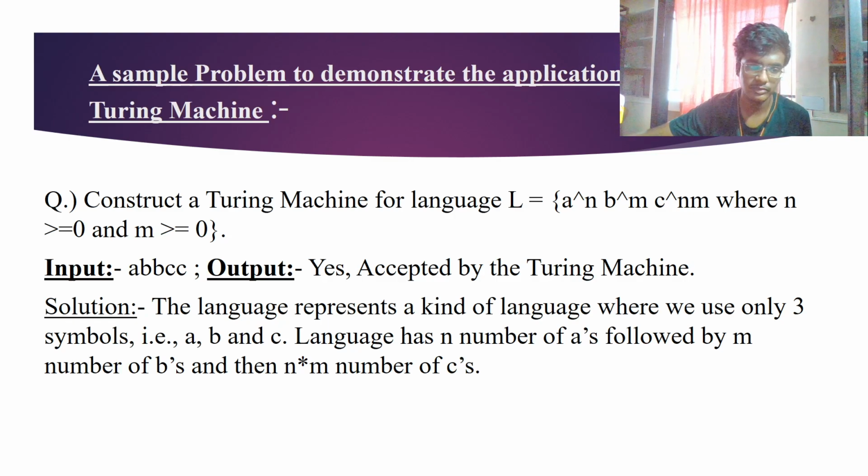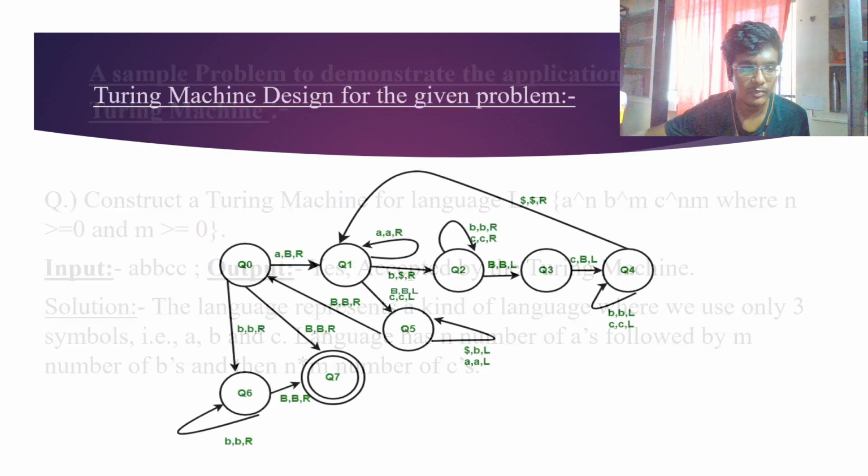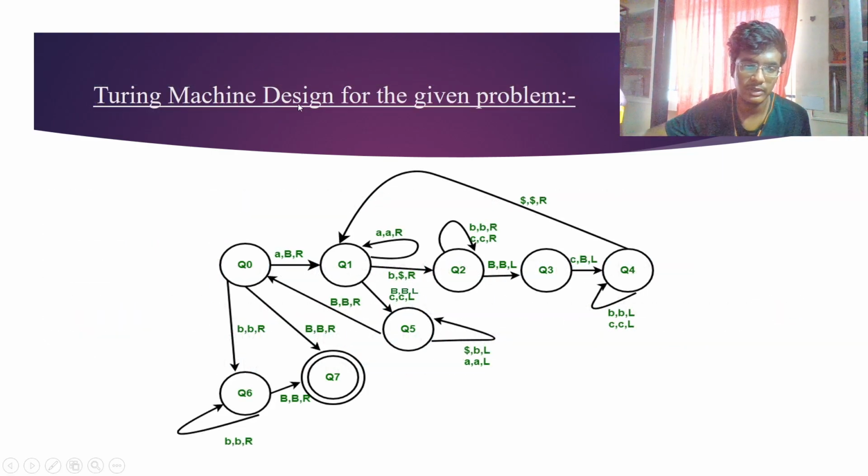Let us look at the solution for this problem. The given problem represents a kind of language where we use only three symbols, that is a, b and c. The language has n number of a's followed by m number of b's and then n times m number of c's. This is the design for the given problem. Now let us see the working procedure in the next slide to understand the design which has been given here.